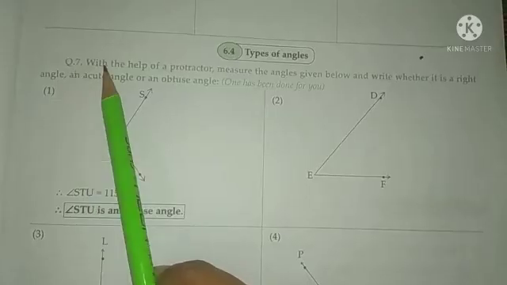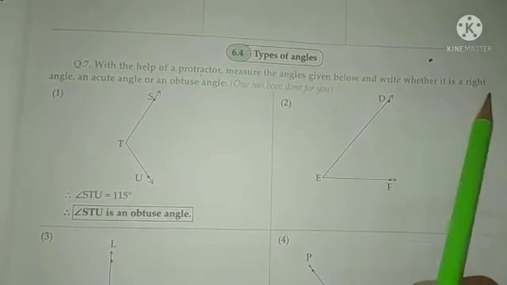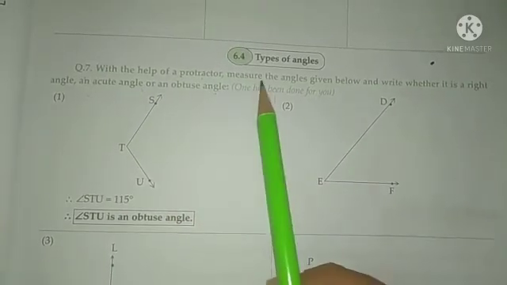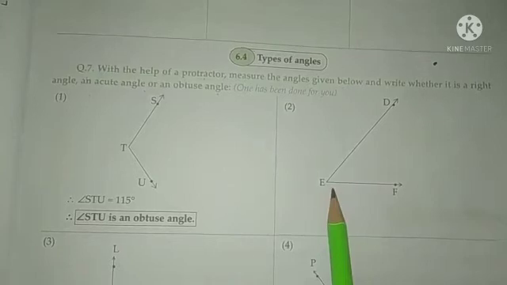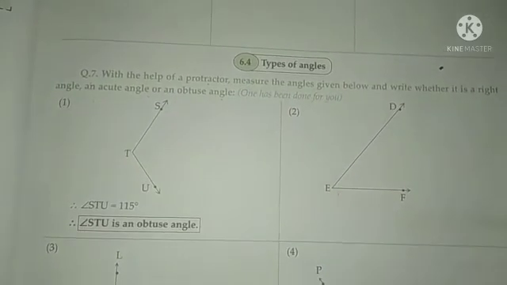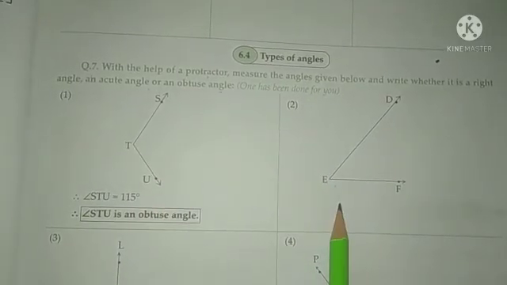Clear? Number 7. With the help of a protractor, measure the angles given below and write whether each is a right angle, an acute angle or an obtuse angle. So students, here we have to measure the given angle and write down whether it is obtuse, acute or right. So let's see how you will do it. See, the first has been done for you. Similarly, we have to do the other ones.